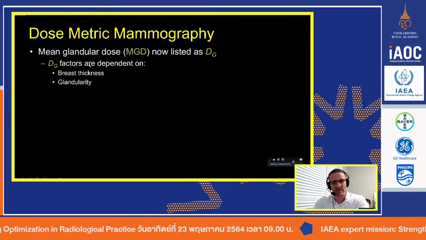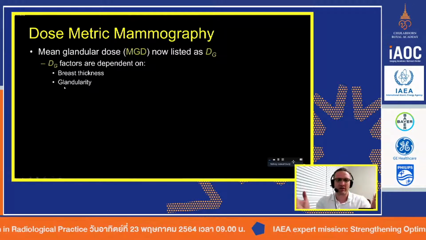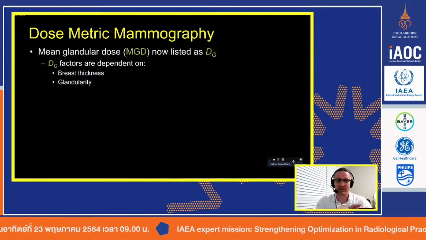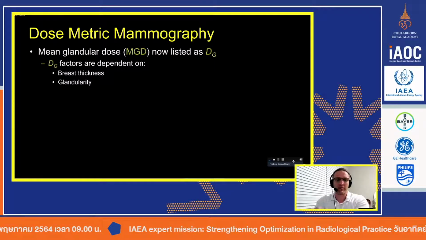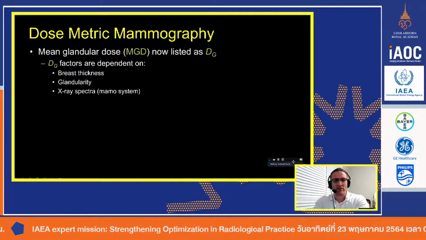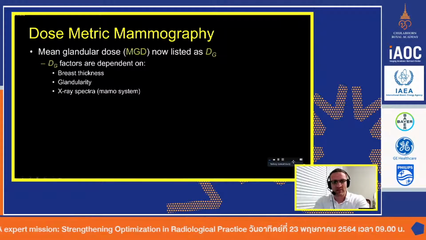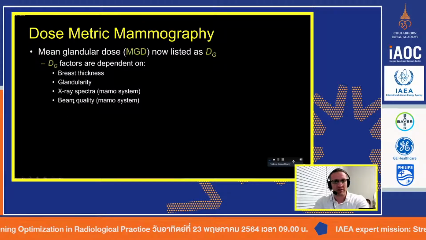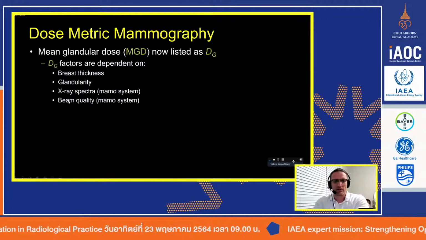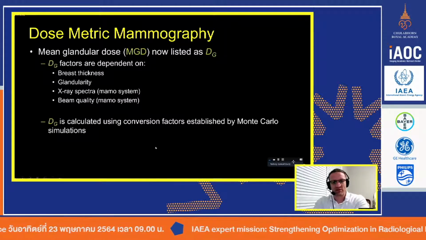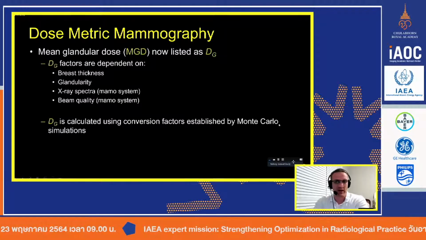It really doesn't exist. So obviously we need to figure out a way to calculate different types of glandularity, for women that have less glandular tissue versus women that have more glandular tissue. But you need to know breast thickness and glandularity. You need to know what the X-ray spectrum is of the system, so you need to know what the target and filter is, and you need to know what the beam quality is, or the half value layer. If you know these four things, you can calculate the mean glandular dose. And you could do this by hand, but it's very difficult.